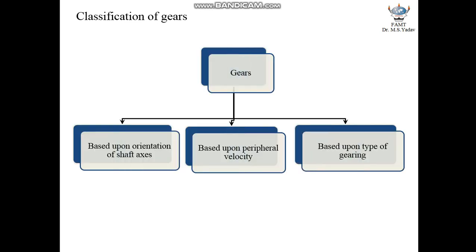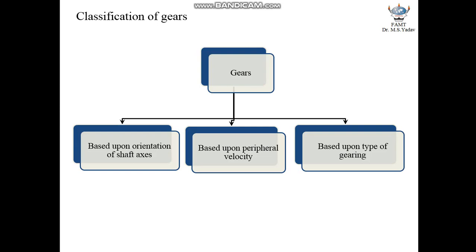Dear students, in this video lecture, we will classify gears. The classification is done under three categories. The first one is based upon orientation of shaft axis between which power is being transmitted. The second one is based upon peripheral velocity at which power is transmitted. And the third one is based upon type of gearing.